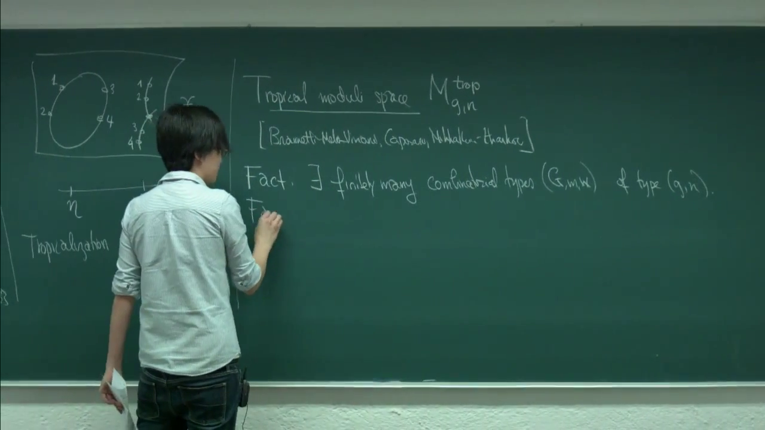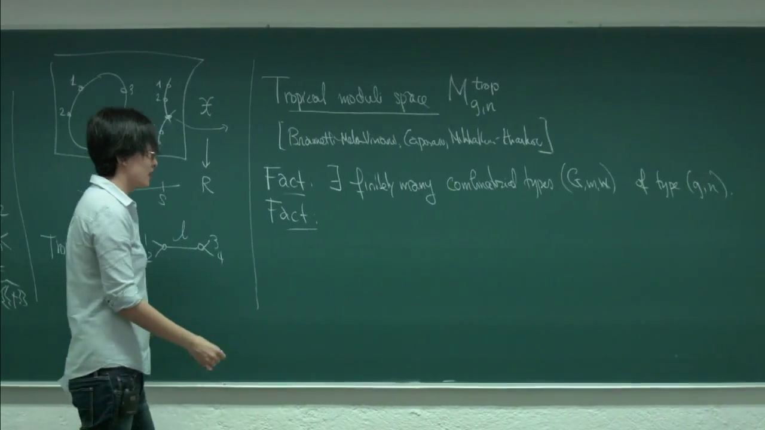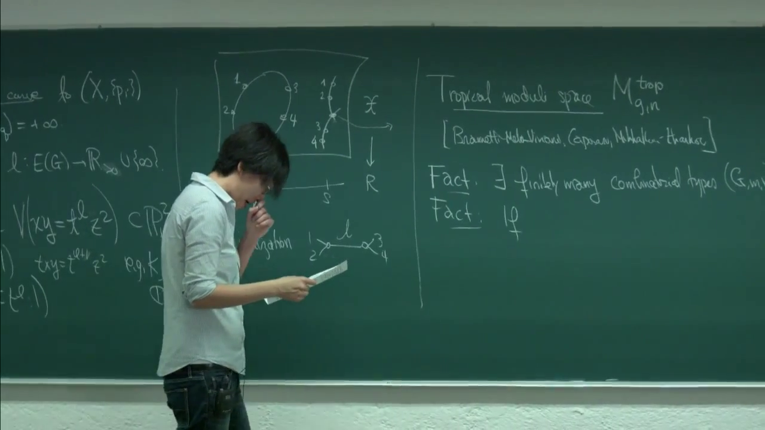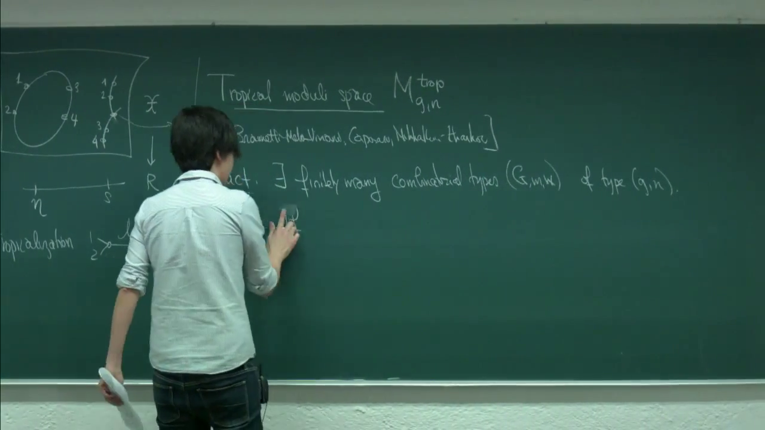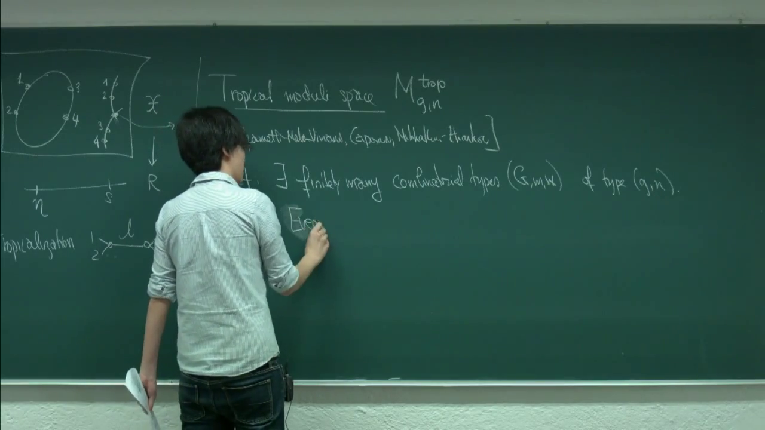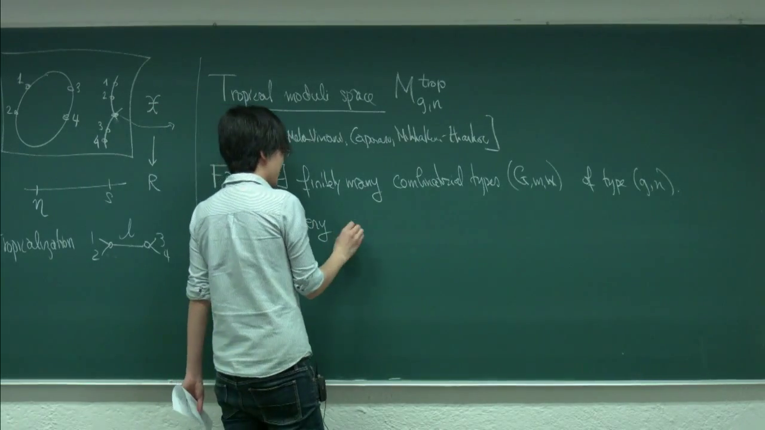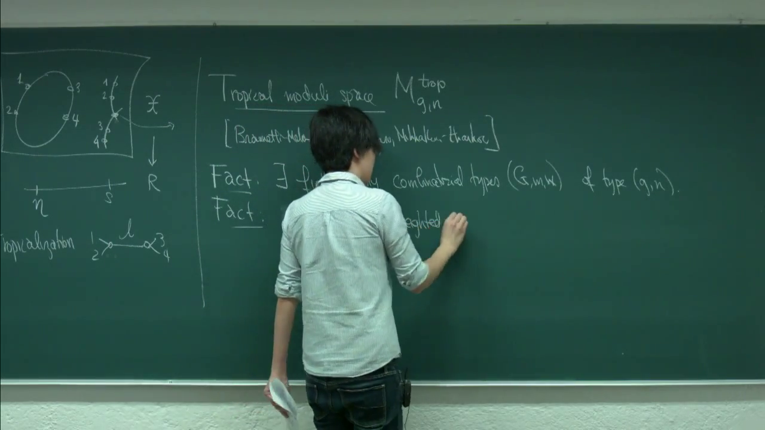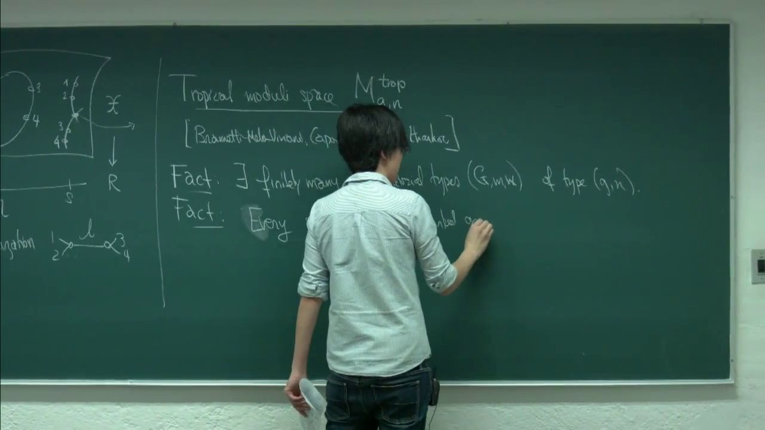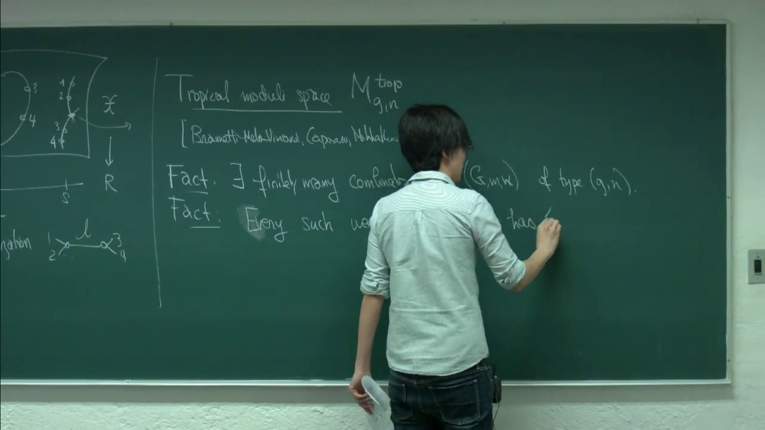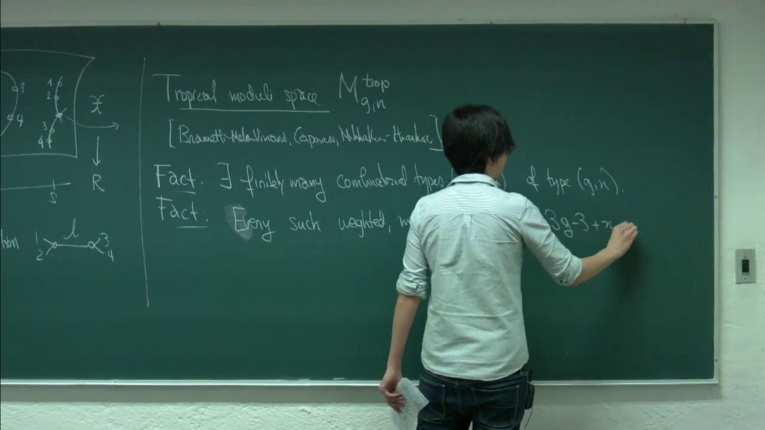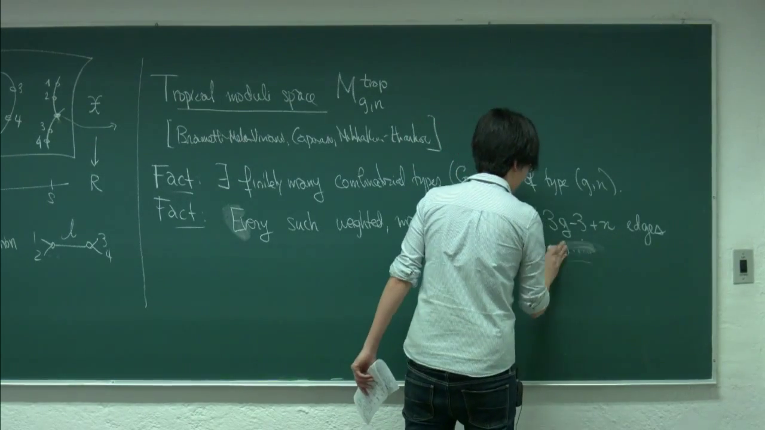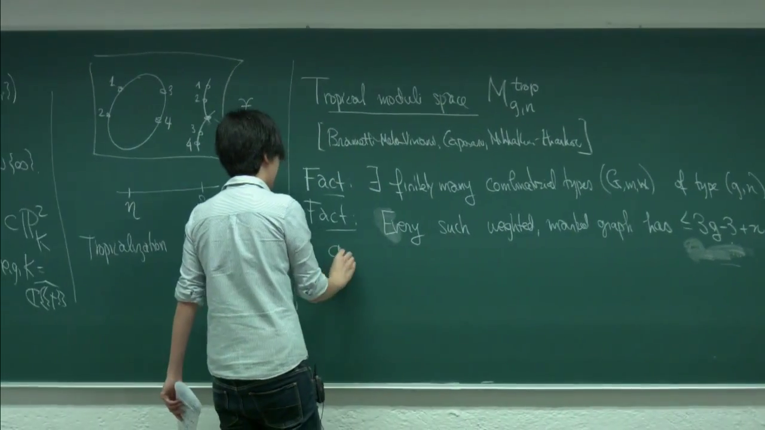And in fact, this fact will follow from the following calculation: every such weighted marked graph has at most 3g minus 3 plus n edges, and this bound is attained.